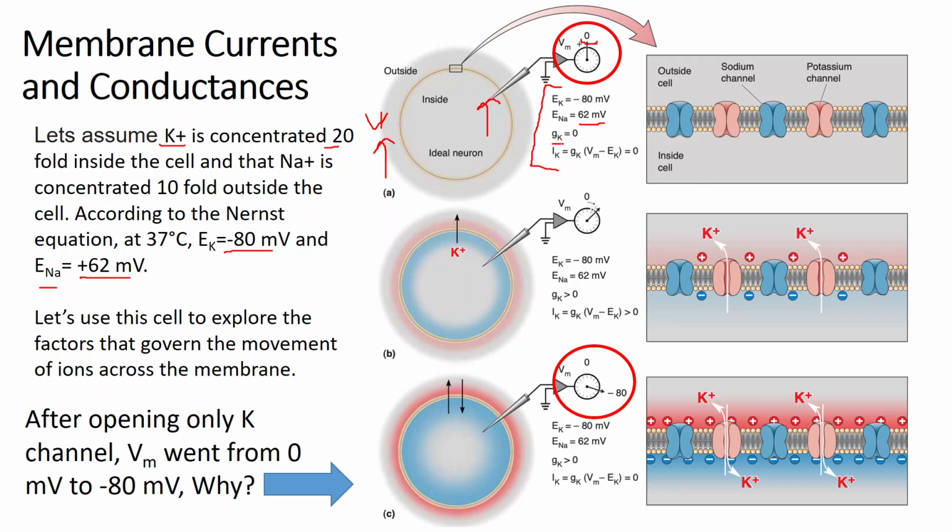However, you can see here that the GK, this means that the conductance for potassium, is equal to 0, right? And so the amount of potassium that would move is gonna be 0. Why is that?